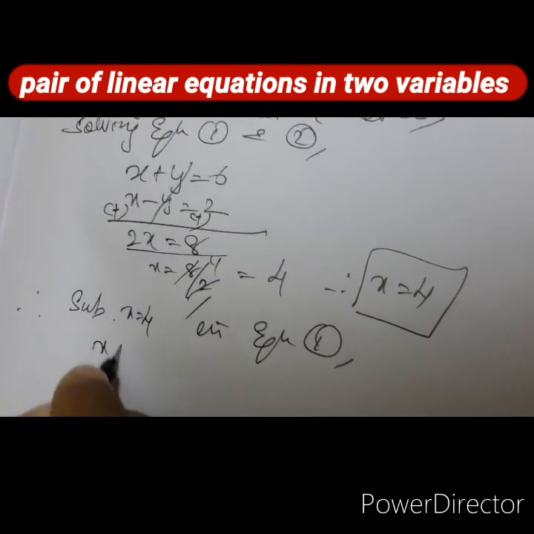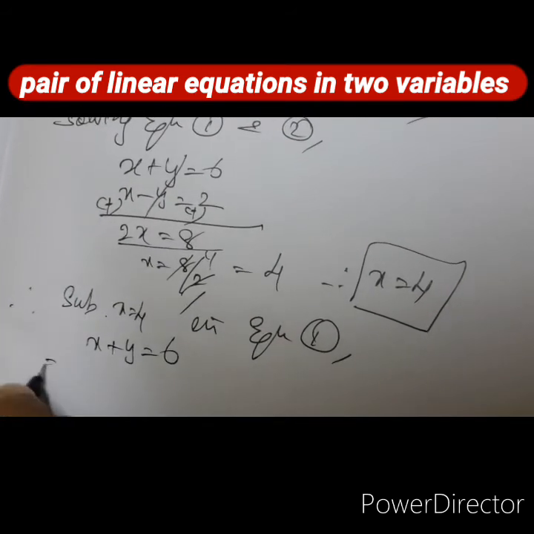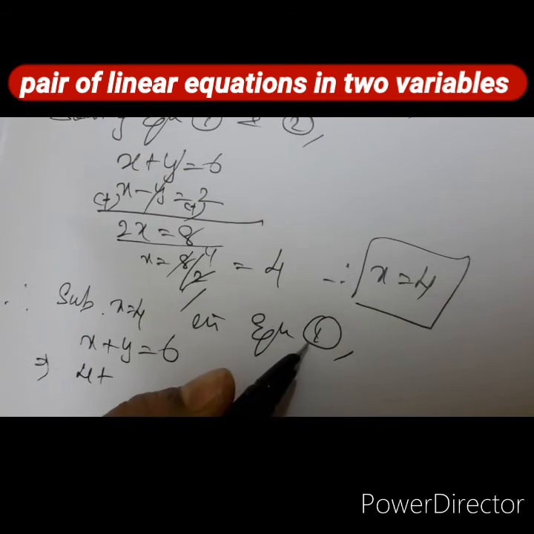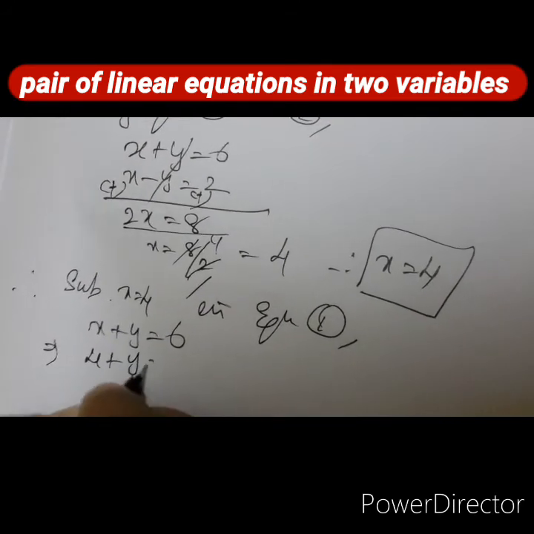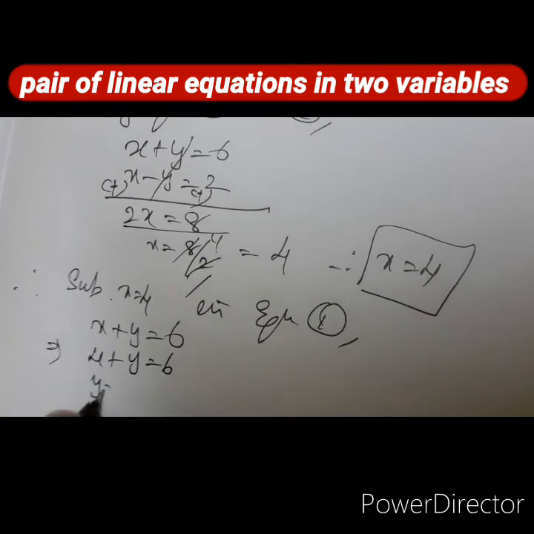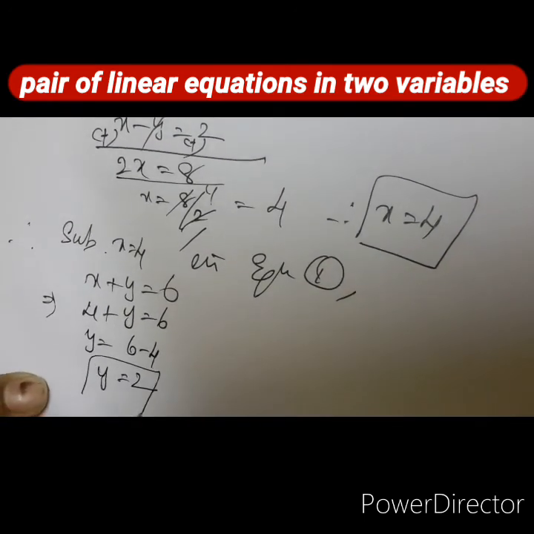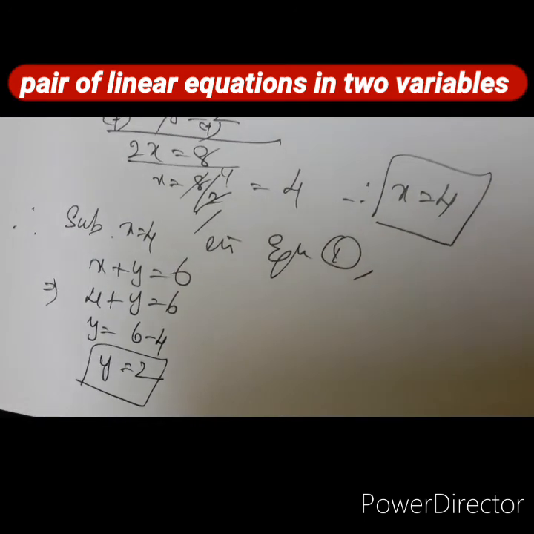Even when we go with the elimination method, the substitution word also comes. Now x plus y equals 6. In place of x, 4. I am substituting in 1. You can substitute in 2 also. Your wish, the answer will be the same. y equals 6 minus 4. y equals 2. We got 2 and 4.